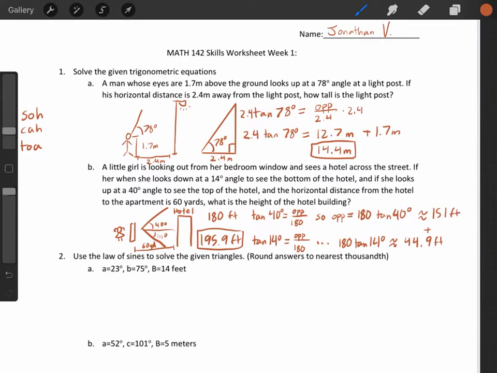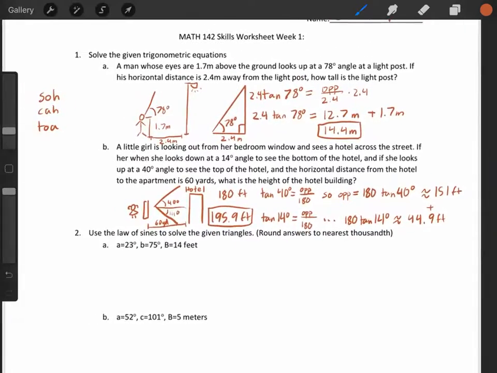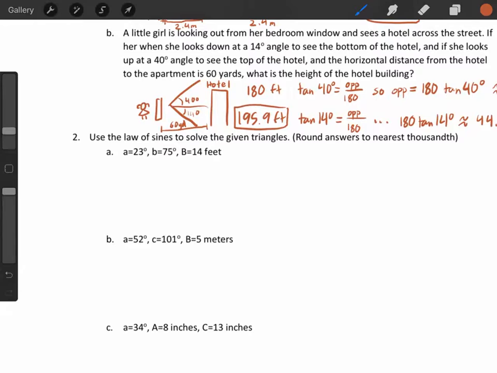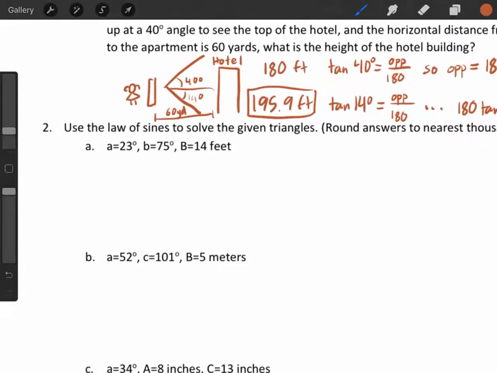Okay, so let's move on to section 2, using the law of sines. So what we have here is triangle A, and we have these angles 23 and 75. What I like to do is find that last remaining angle. So we add these together, we have 98.